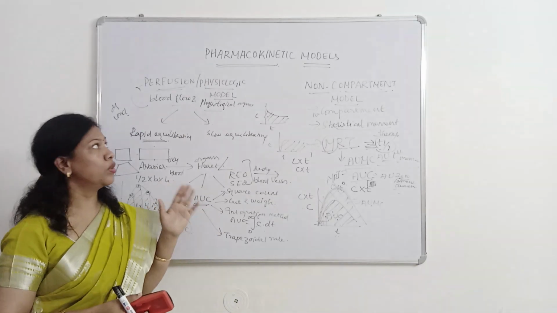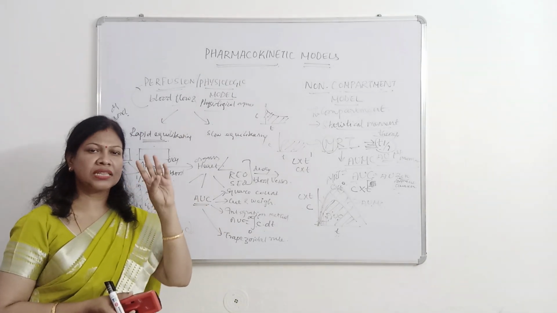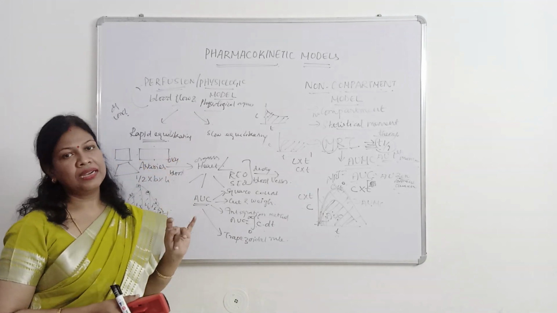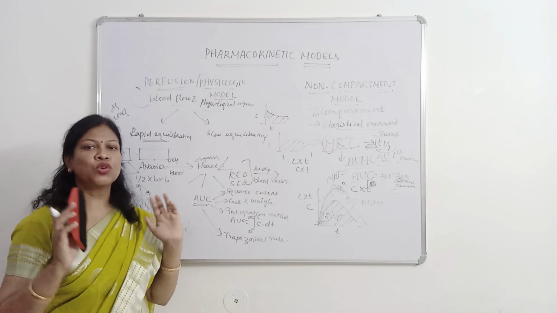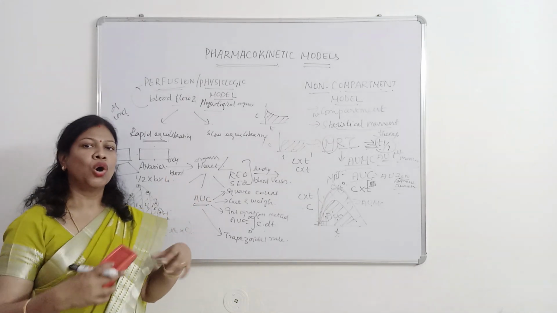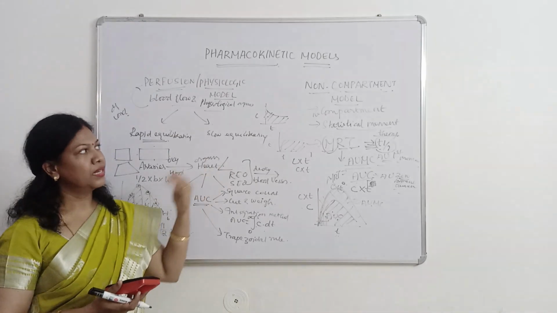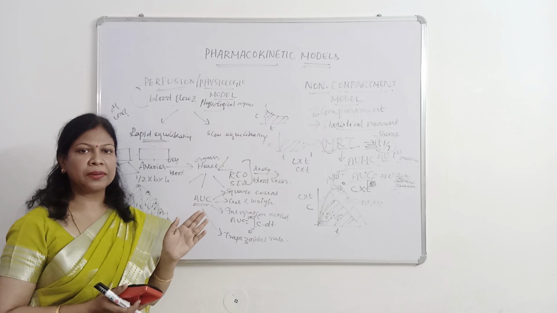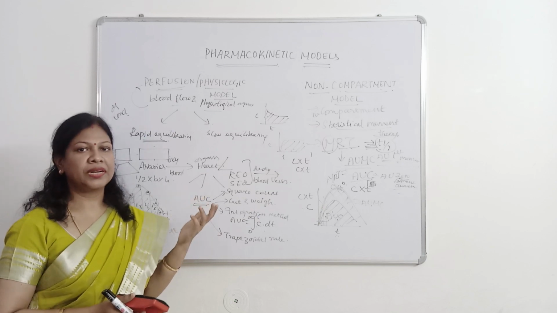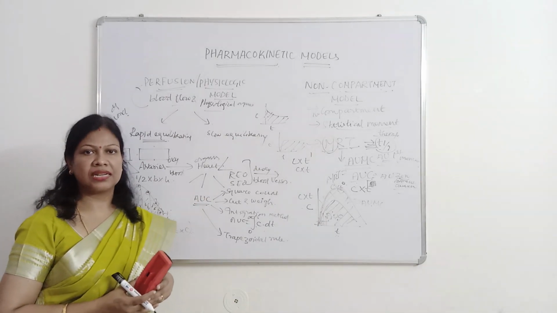So this is all about the pharmacokinetic models. There are 3 pharmacokinetic models: compartment model, perfusion or physiologic model, and non-compartment. Compartment means the body is divided into different compartments. Perfusion physiological model means we divide the model according to organs and blood flow. Then in non-compartment there is no compartment. Using statistical moment theory, AUC and AUMC, we determine drug concentration, and that is known as non-compartmental analysis.